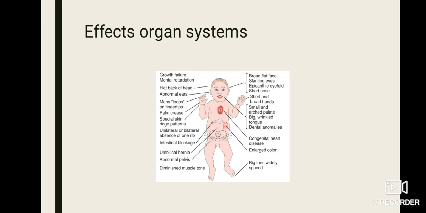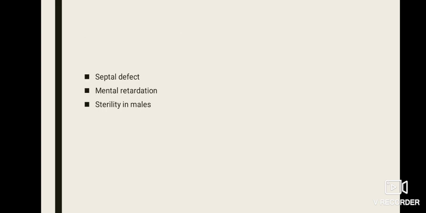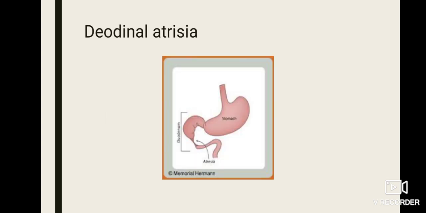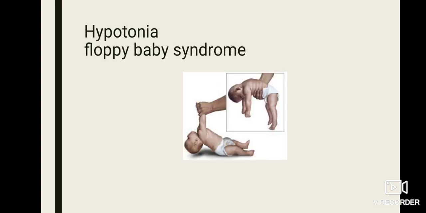And because of this extra chromosome, there will be effects in almost all organs. There will be septal defect in the heart, mental retardation, sterility in males, and duodenal atresia. Duodenal atresia means, you can see in the figure, there will be closing of the duodenum, and that will lead to intestinal obstruction. It is known as duodenal atresia. And there will be hypotonia. Hypotonia is otherwise known as floppy baby syndrome.